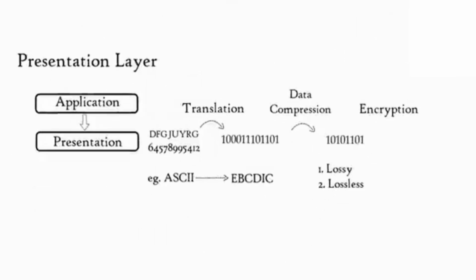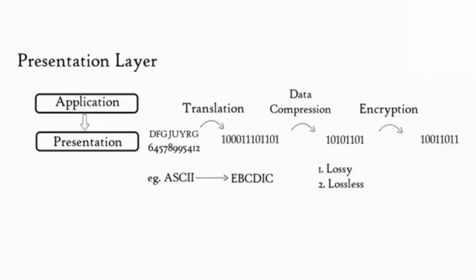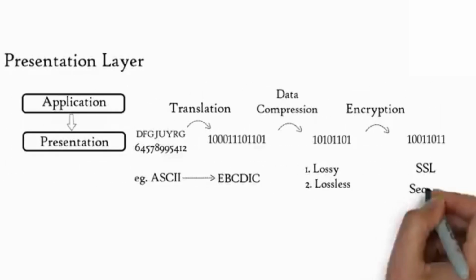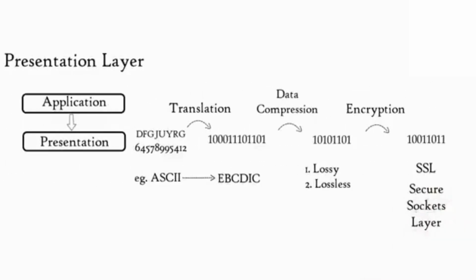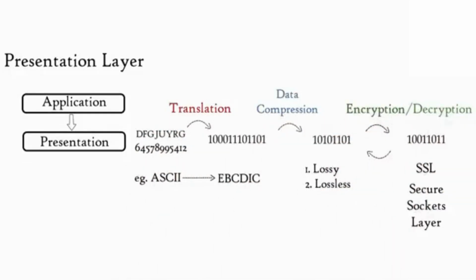To maintain the integrity of data, before transmission, data is encrypted. Encryption enhances the security of sensitive data. At sender side, data is encrypted, and at receiver side, data is decrypted. SSL protocol, or Secure Sockets Layer protocol, is used in presentation layer for encryption and decryption. So, presentation layer performs three basic functions: translation, compression, and encryption/decryption.